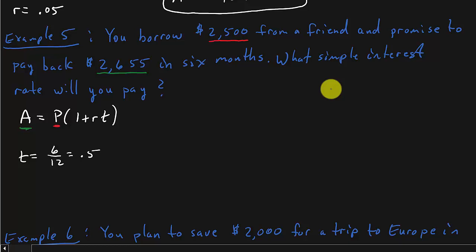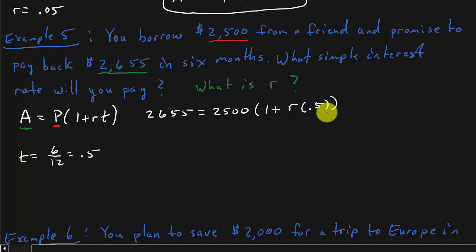So I want to know what is R. I've got to figure out what R is. So let's plug in everything. Let's plug in A, P, and T, and then we solve for R. So that's going to give me 2,655 equals 2,500 times 1 plus R, which that's what we're looking for, times T, which is 0.5. Okay. And now we just solve for R.